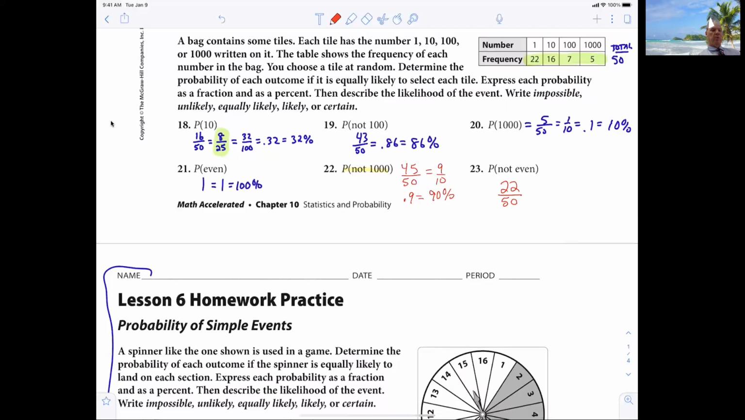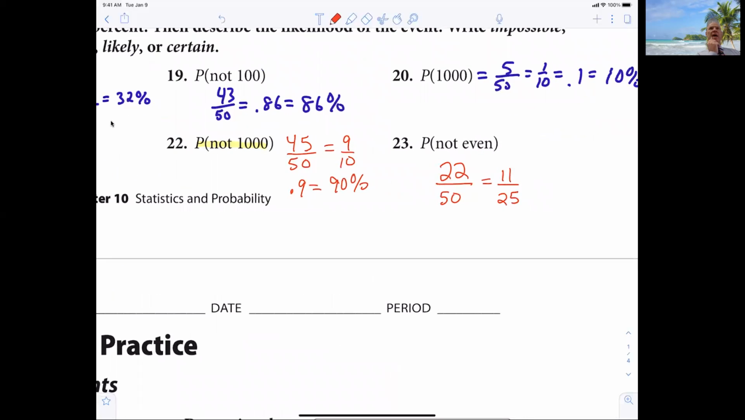Now's the time, though, you're supposed to ask me, what is the problem? 22 out of 50. Anybody have any issues with that? Does that make sense? Everybody? All right. So now we got to reduce that fraction to what? 11 over 25. Now, like I said, I think everybody's smart enough to tell me what 11 over 25 is written as a decimal. 0.44.